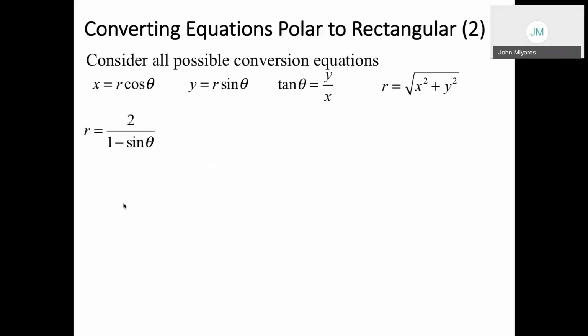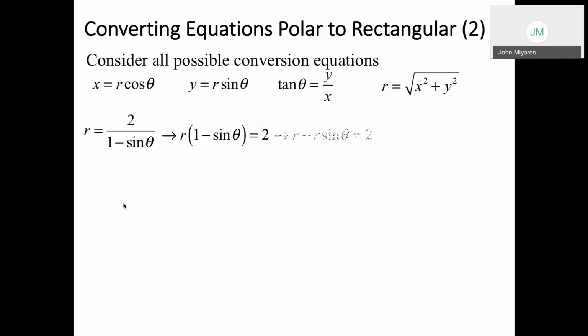Let's look at one more of these. Here we have r equals 2 over the quantity 1 minus the sine of theta. Again, without the r in front, it's hard to do anything with just the sine of theta by itself. But we could cross multiply here, which gets us r times 1 minus sine theta equals 2.